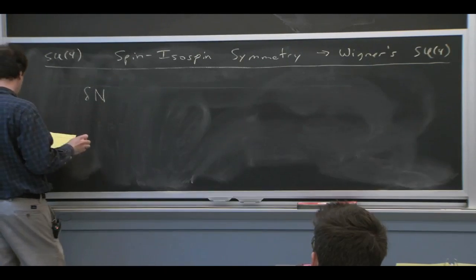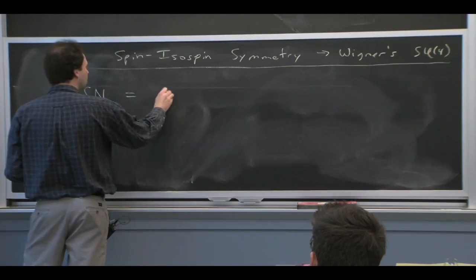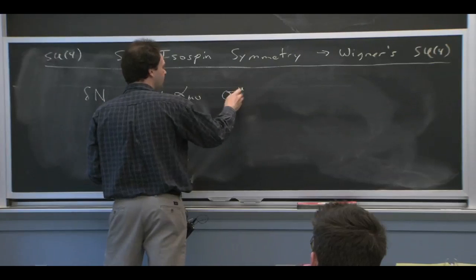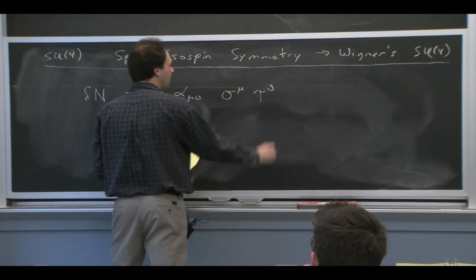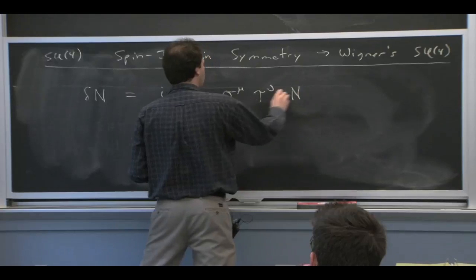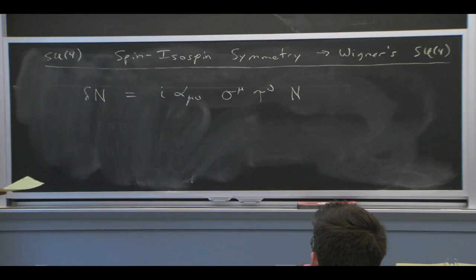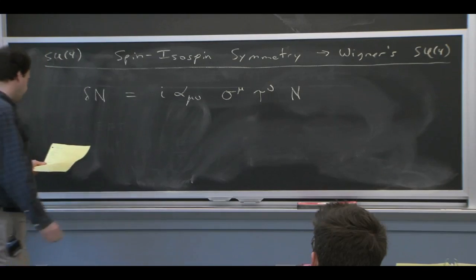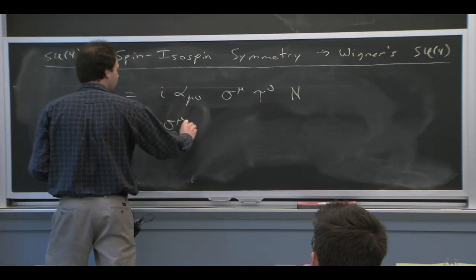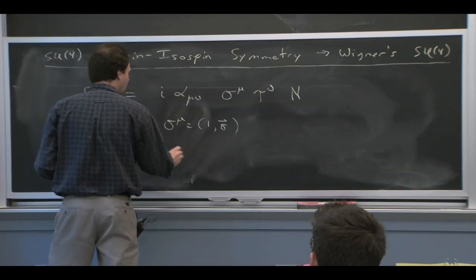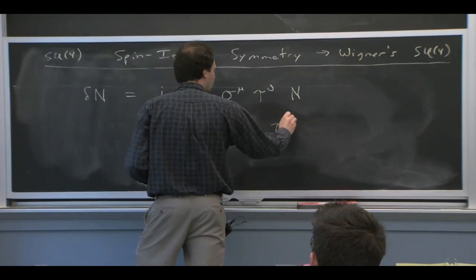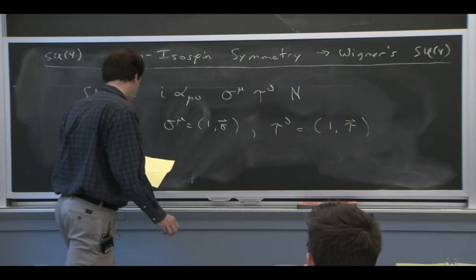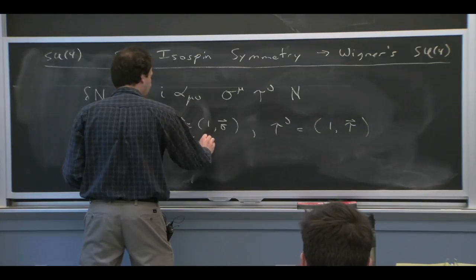Think of it as just transforming the nucleon field in a way where you could mix up the spin and the isospin. So if sigma is for the spin, tau is for the isospin, then some combined transformation where I can mix up the mu and nu's would just have some set of generators where I label them by mu and nu. Sigma mu here is 1, sigma vector, tau nu is 1, tau vector for the isospin.